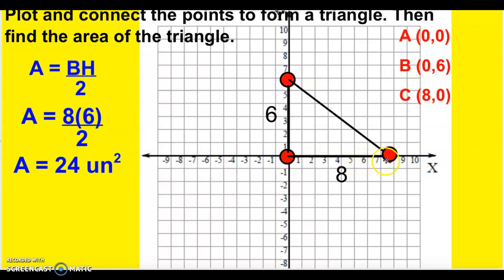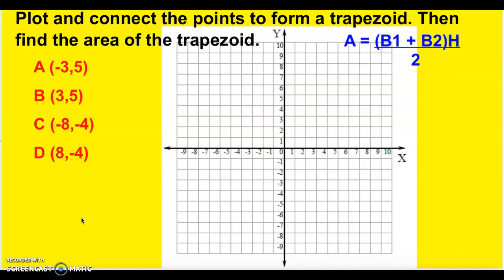My base was 8 units, so my base went from 0 to 8, so it's 8 units long. And my height went from 0 to 6, so it's 6 units high. 8 times 6 divided by 2 is 24 units squared. Here is the next problem.